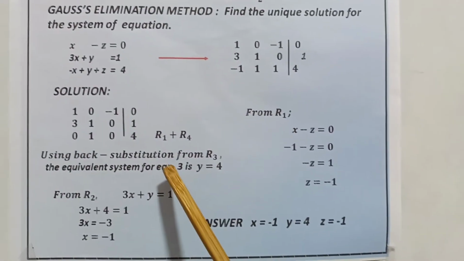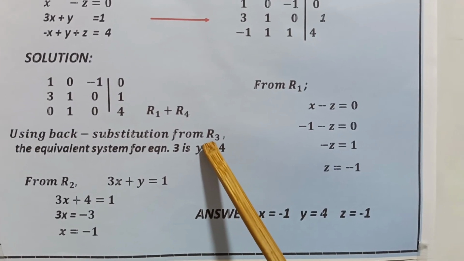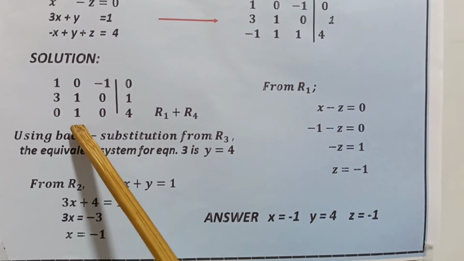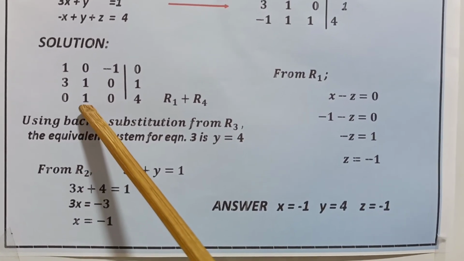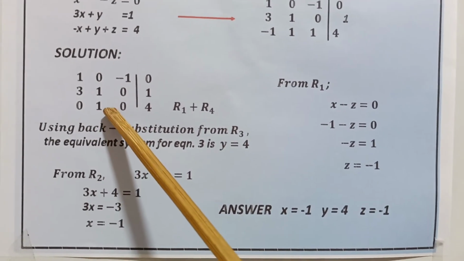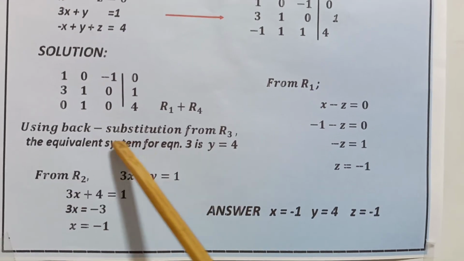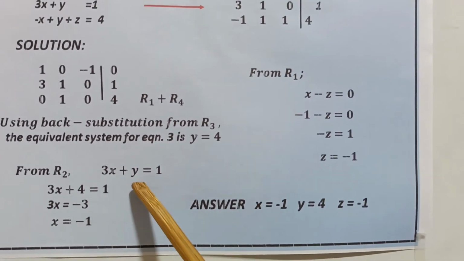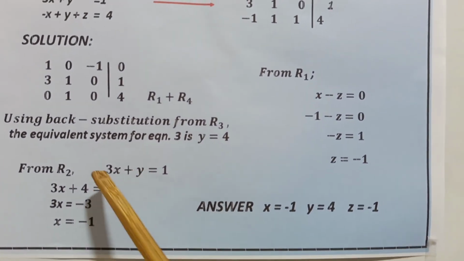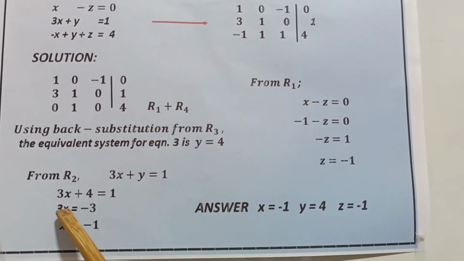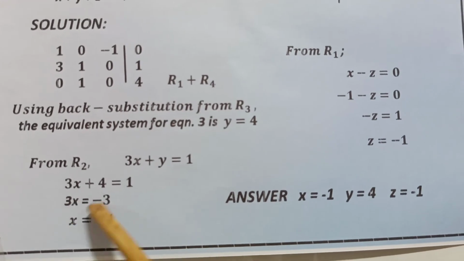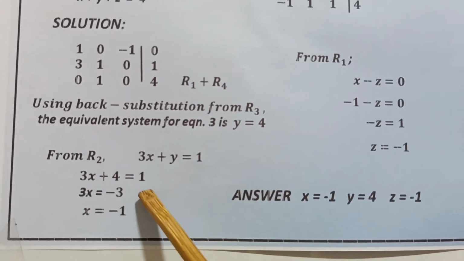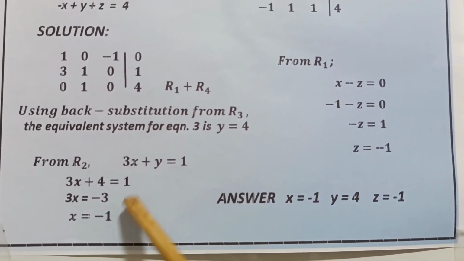So using back substitution from row 3, as you examine this carefully, we have here for row 3 only one variable left, which is y. Y is equal to 4. So using this back substitution with y is equal to 4, from row 2 we have 3x plus y is equal to 1. So we substitute the value of y, which is 4. We have here 3x plus 4 is equal to 1. So 3x is equal to negative 3 by transposing 4 to the right side of the equation. So x will now be equal to negative 1.